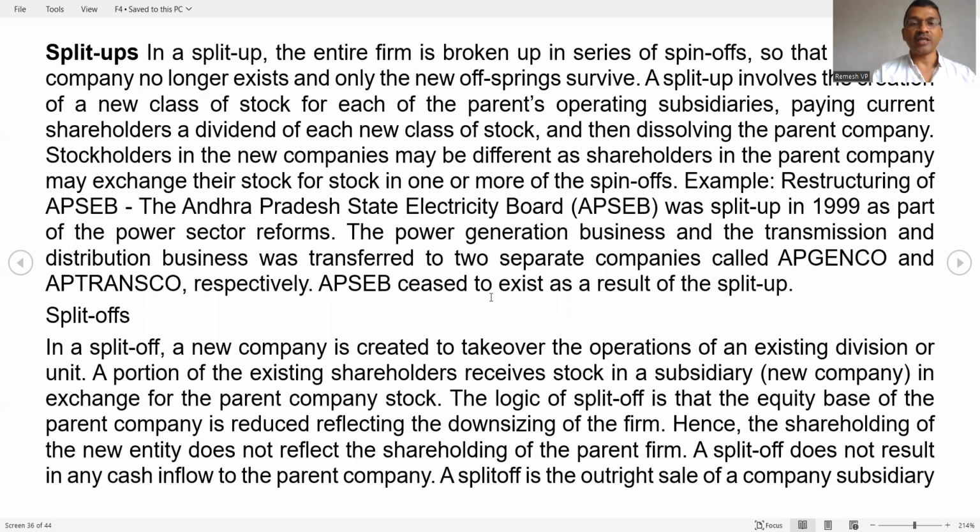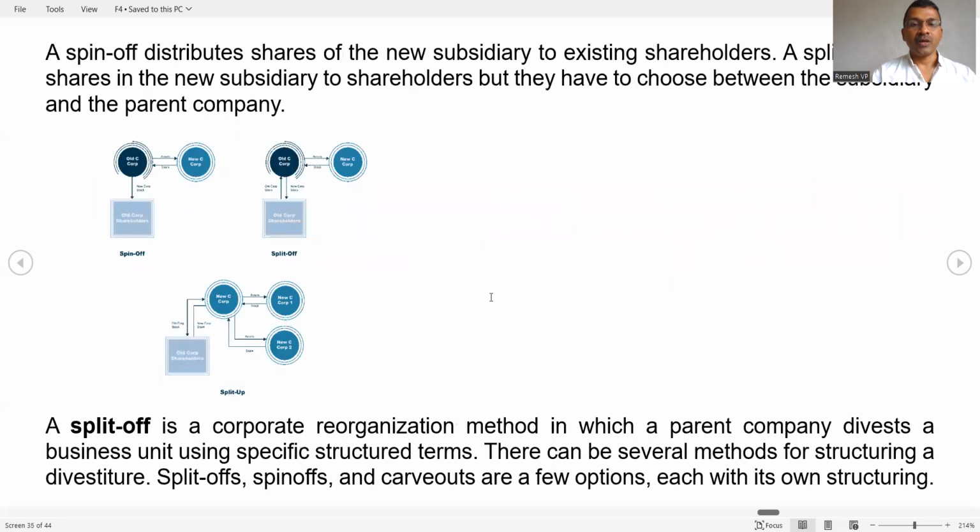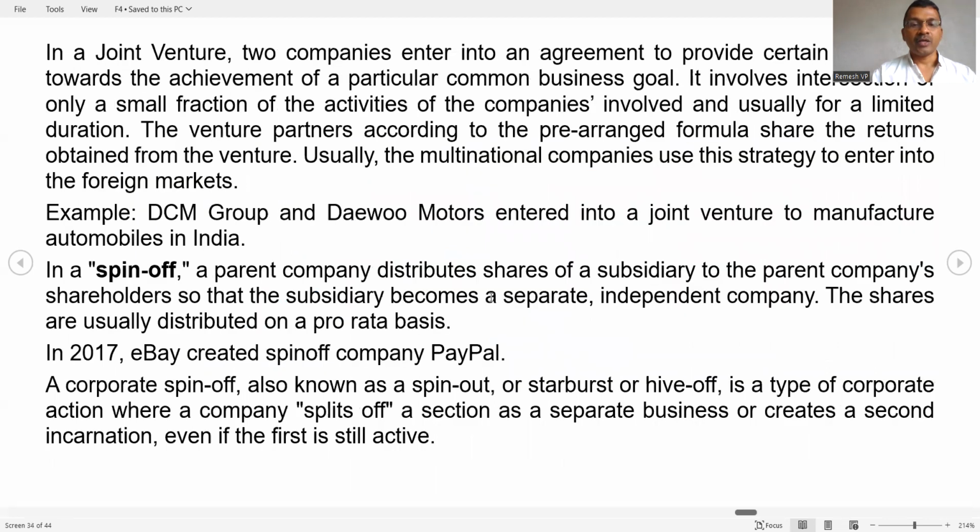Example, the restructuring of Andhra Pradesh State Electricity Board, which was split up in 1999 into two separate companies called APGENCO and AP Transco. Spin-off, I already told you about. In case of a joint venture, two companies come together and agree to provide certain resources towards the achievement of a particular common business goal. Example, DCM Group and Daewoo Motors entered into a joint venture to manufacture automobiles in India. Similarly, you must have heard of other similar projects like Hero Honda, Maruti Gypsy, etc.